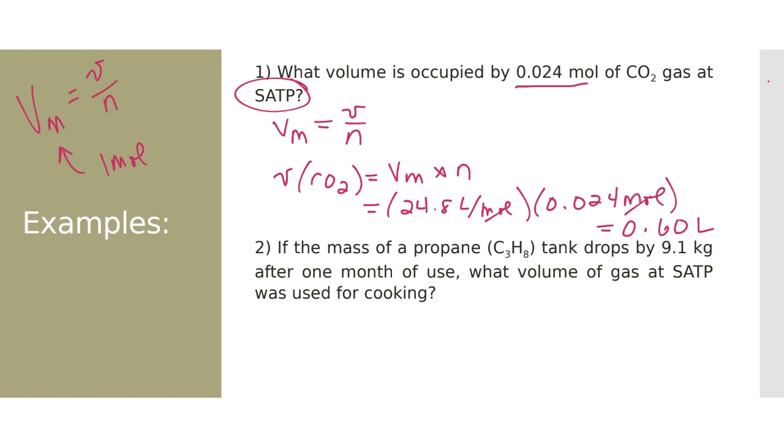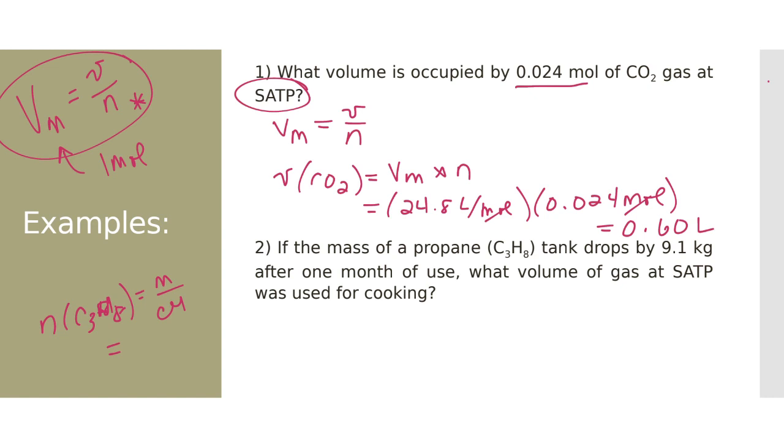Here's another example. It says if the mass of a propane tank drops by 9.1 kilograms after 1 month of use, what volume of gas at SATP was used for cooking? Again, if we're going to use this formula, I need to know the mole value. They didn't give it to me, but they gave me the mass of propane. So off to the side, we're going to calculate the moles of propane, sorry, C3H8, by taking mass over the molar mass.